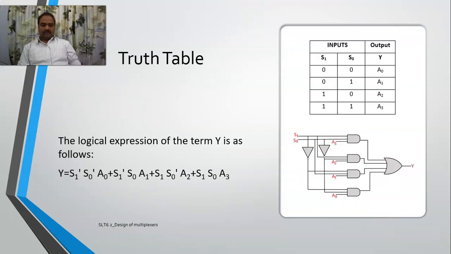Now this is the truth table which you have already seen. If it is 0, 0, it is A0. If it is 0, 1, A1. 1, 0, A2. 1, 1, it is A3. So this is the logical expression which we have already written. So this is the realization as I already told you. A3, A2, A1, A0, and these are S1 and S0. And these are the NAND things. This is S1 dash and this is S0 dash. So by combining these and using an OR gate, we get the final output.